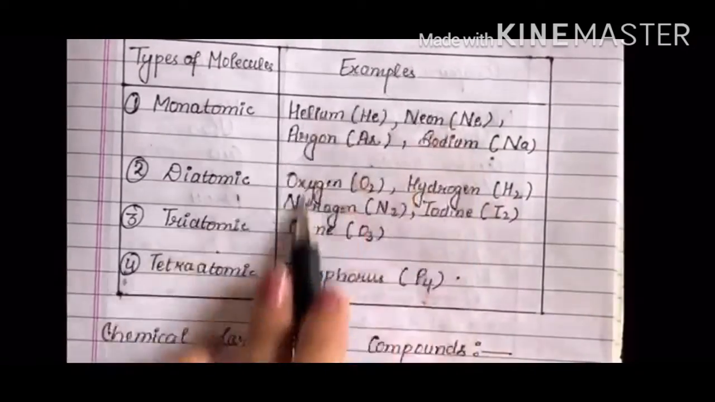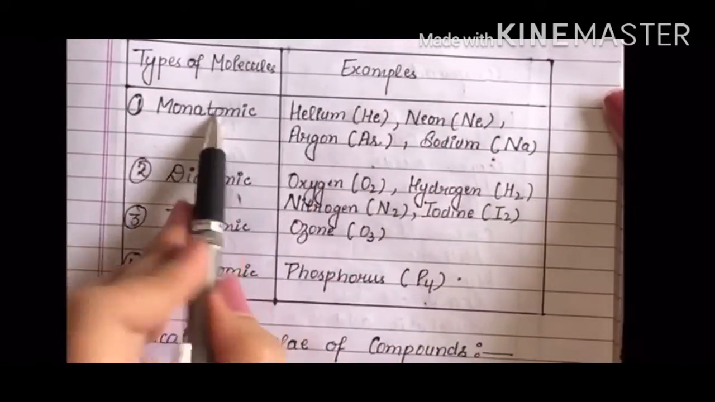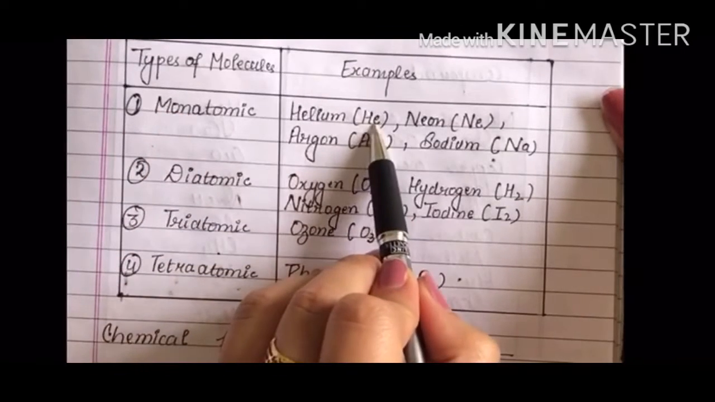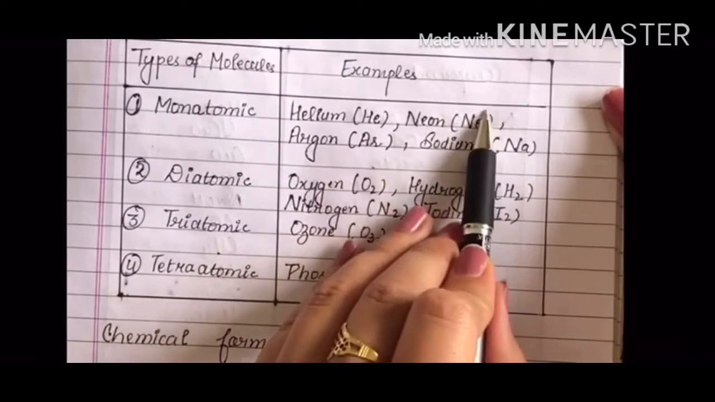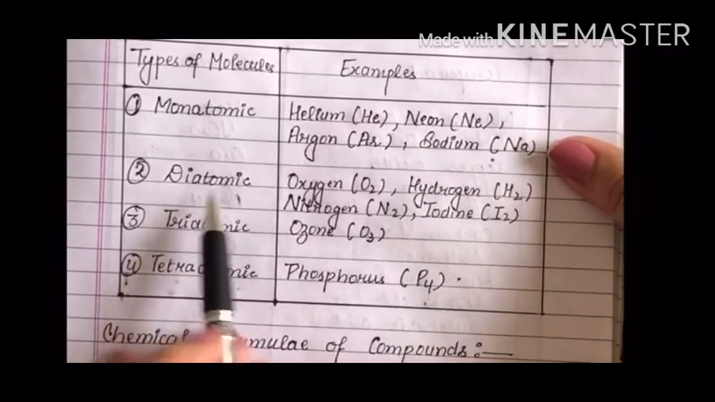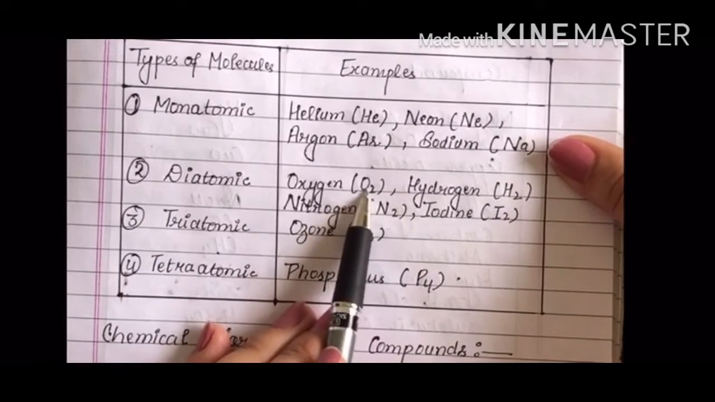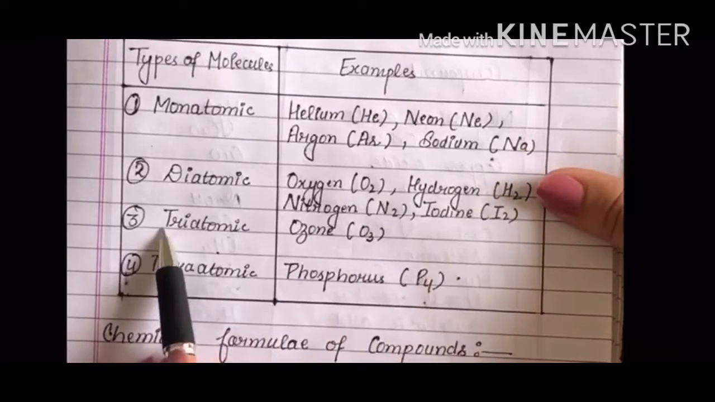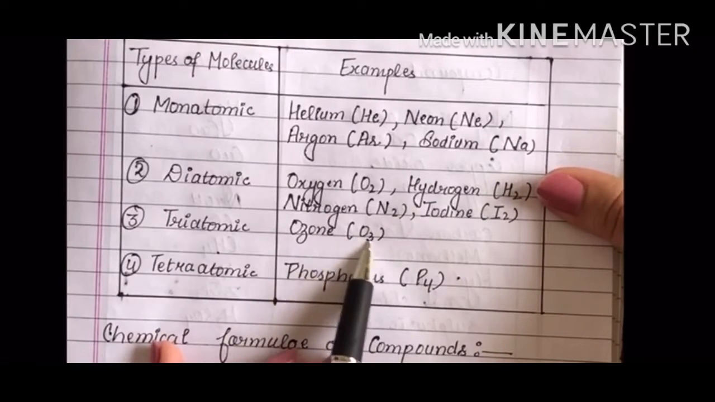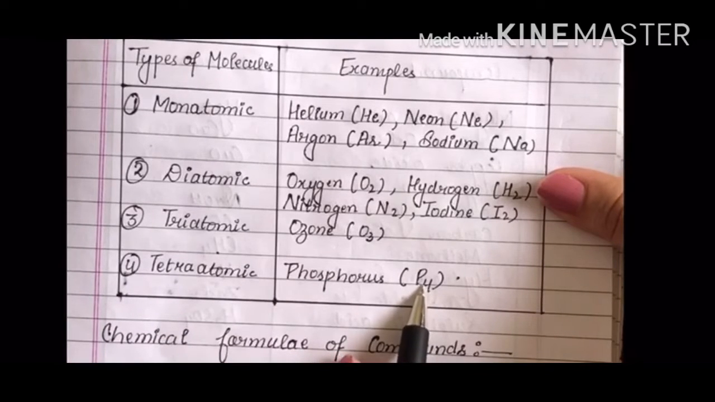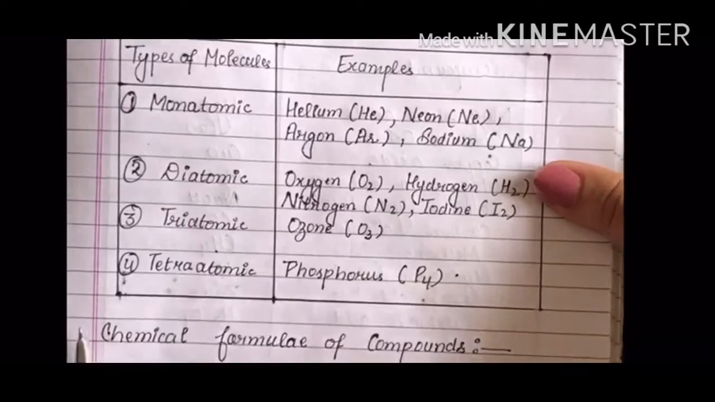Look at these. Monoatomic means only a single atom is present here. Here only a single atom of helium is present and a single atom of neon is present. In diatomic there are 2 atoms of oxygen present. There are 2 atoms of hydrogen present. In triatomic there are 3 oxygen atoms present. In tetraatomic, tetra means 4, so 4 atoms are present here.